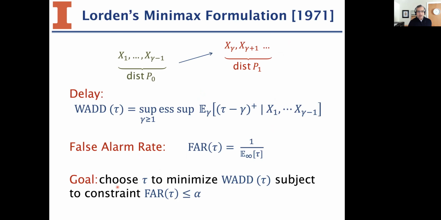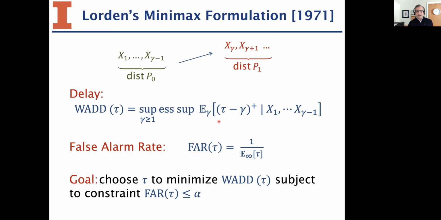So Page introduced this test in 1954, and it was only about 25 years later that someone decided to see if there was some optimality property to this test. Intuitively, it seems like a reasonable thing to do, but is it optimal? And so Lorden was the first to propose a formulation.